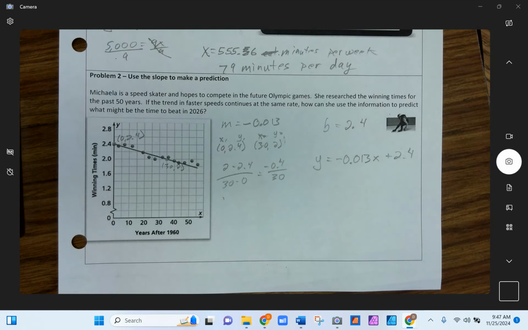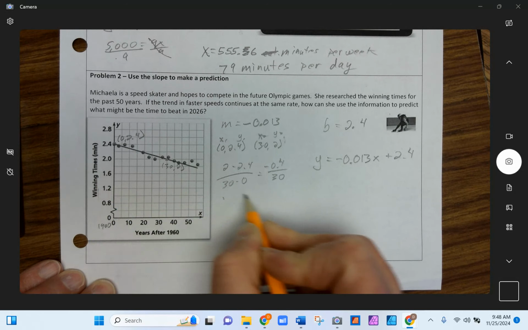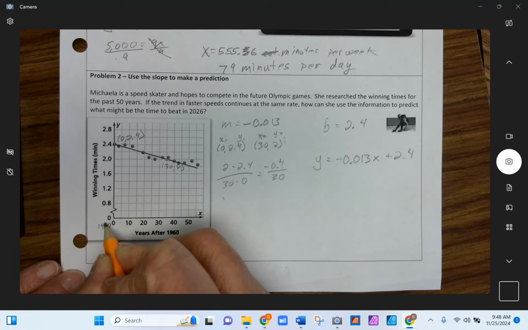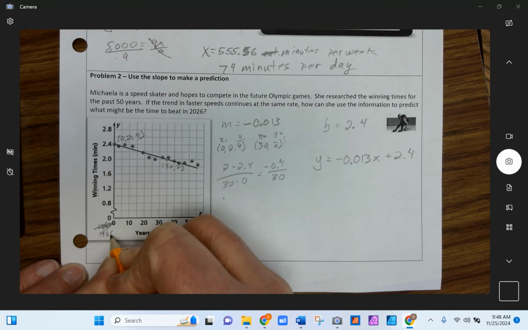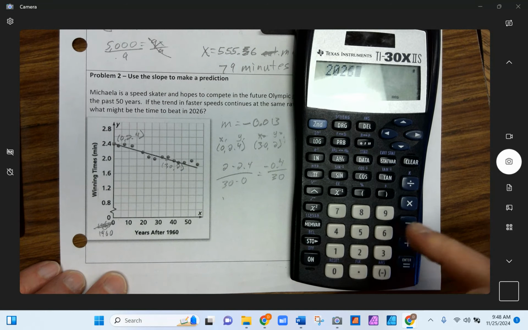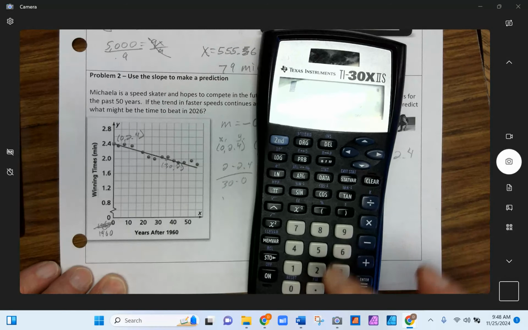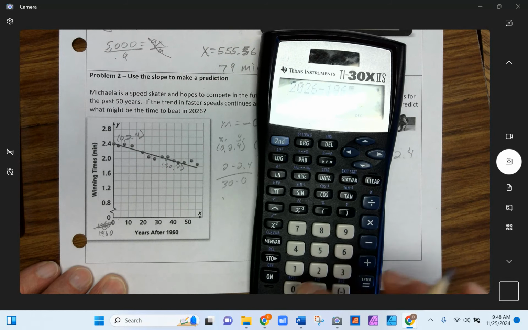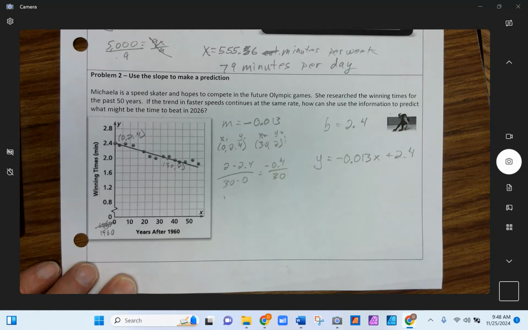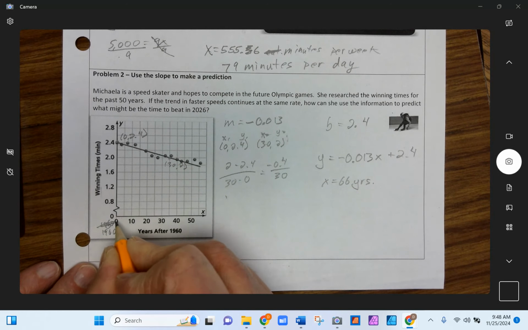And then how can she use the information to predict what might be the time to beat in 2026? So 2026 is basically, if we're starting at 1960 here, and we're using a prediction to go out, I think that's 66 years, right? If I could actually write 1960 is at 0. So then what we'll do is we'll say 2026 minus 1960 to figure out how many years that is. 2026 minus 1960 gets us to 66 years. Yeah, that's right. So x is 66 years. Okay, because it's basically 66 years after the data started being recorded.